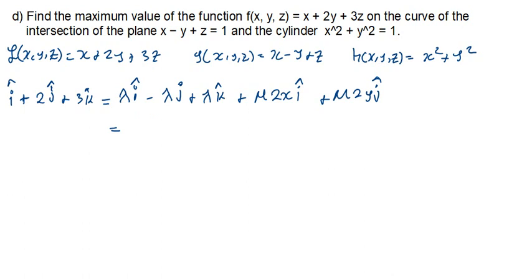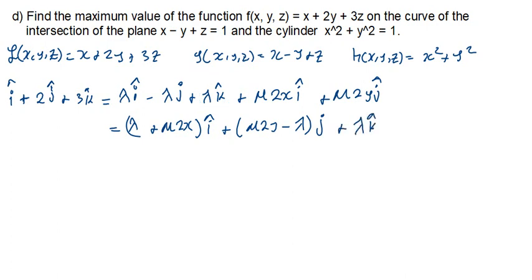You're going to have your lambda plus mu 2x in the i. Then I'm going to say plus, since this one is a positive, mu 2y minus lambda in the j. Then I only have lambda in the k on its own. Then here I still have my i plus 2j plus 3k. So now we can equate them.